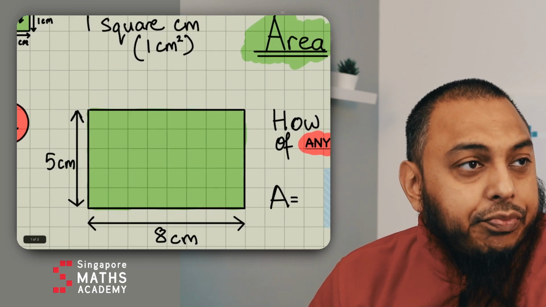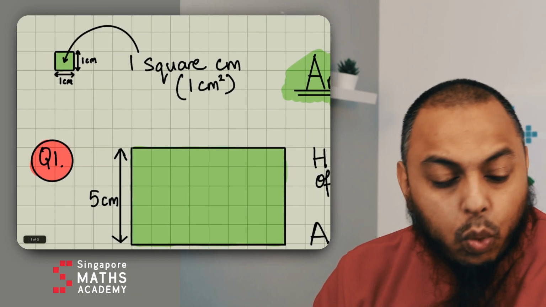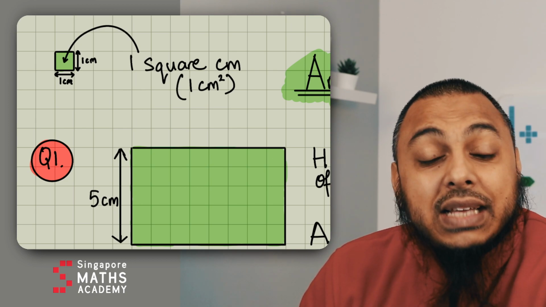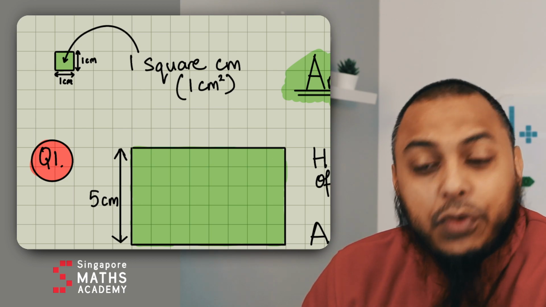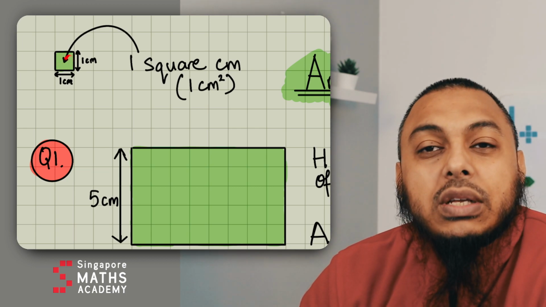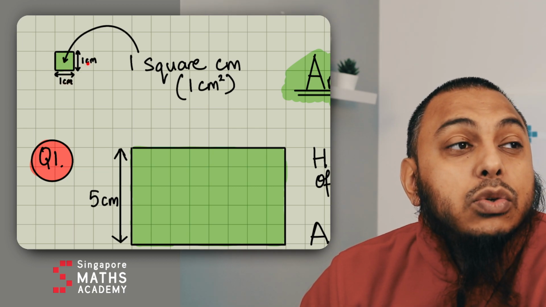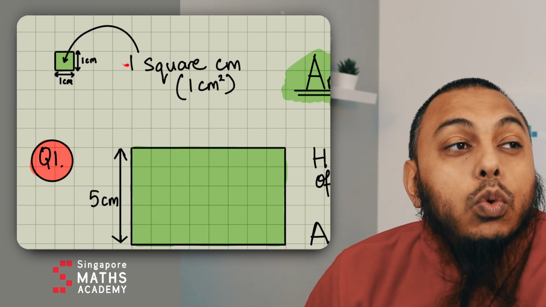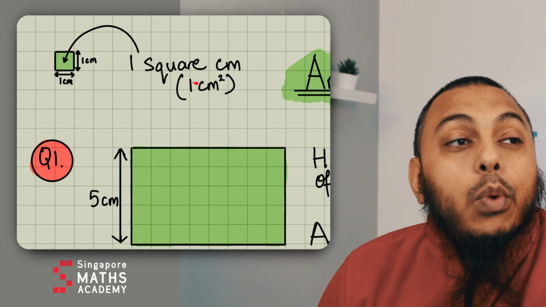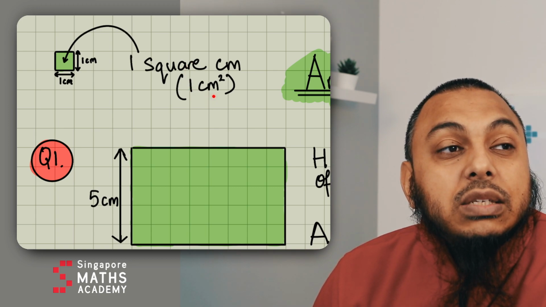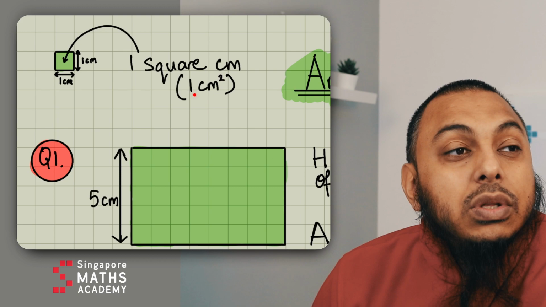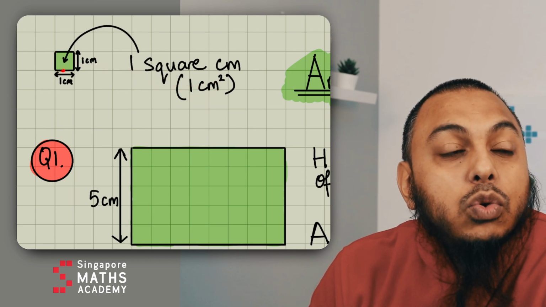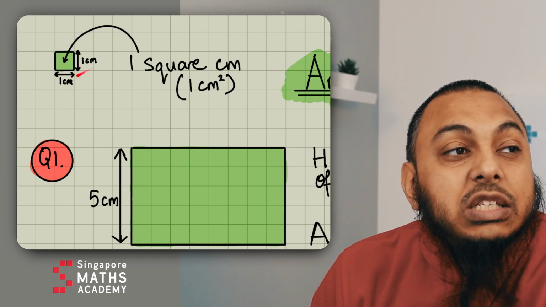Let's zoom in. And we've got this one square, and we're saying this one square is a centimeter by centimeter square. And if you can remember, we've said that when you've got a centimeter by centimeter square, the area that square takes up is called 1 square centimeter. And the way we write that down is 1 centimeter squared.